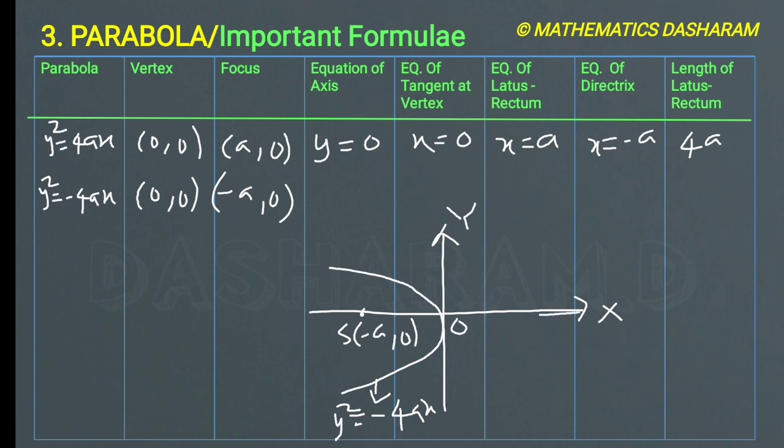Equation of axis means this is called an axis because it is symmetric to the parabola. So its equation is y equals to 0. Next, equation of a tangent at vertex. So that means y-axis. So that is x equals to 0. Next, equation of a latus rectum. So this is a latus rectum. Its equation is x equals to minus a.